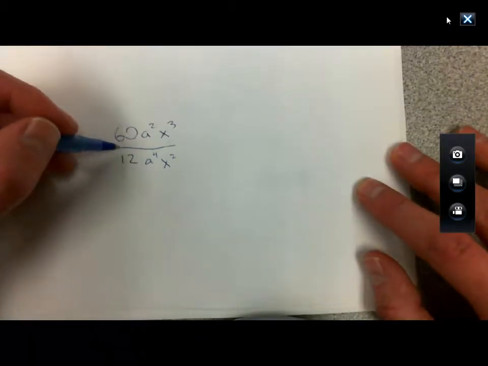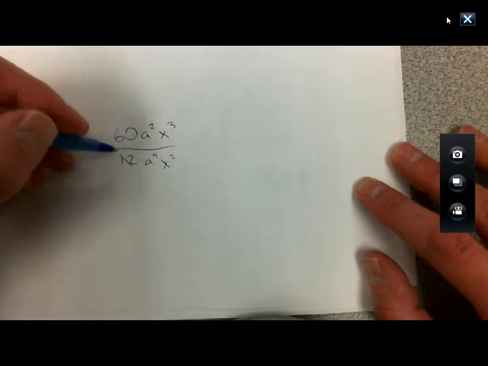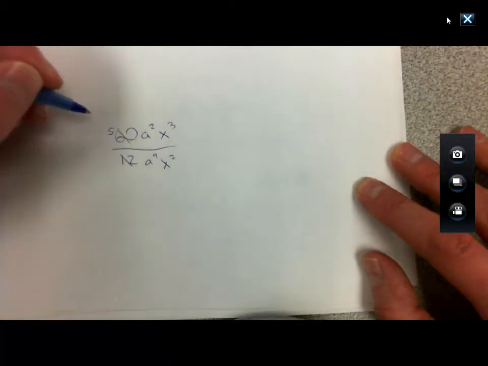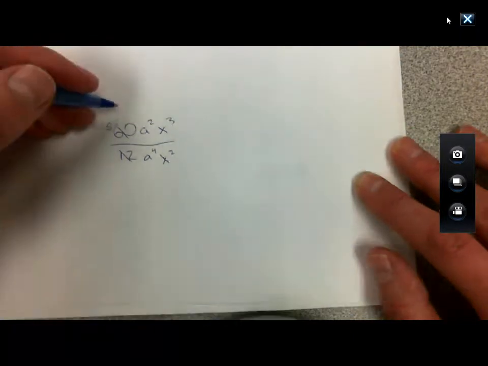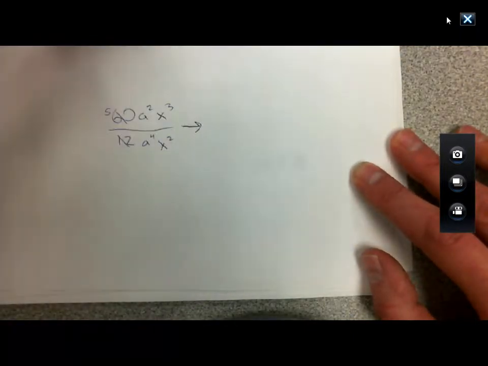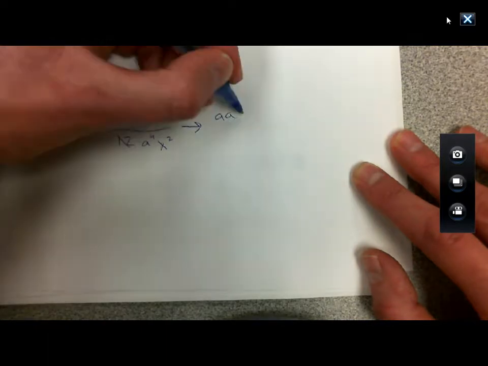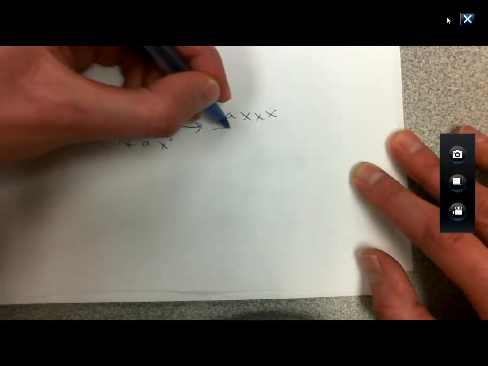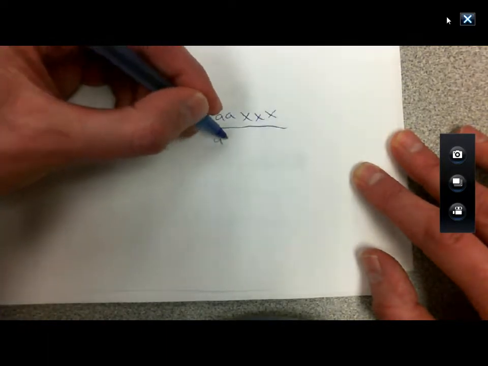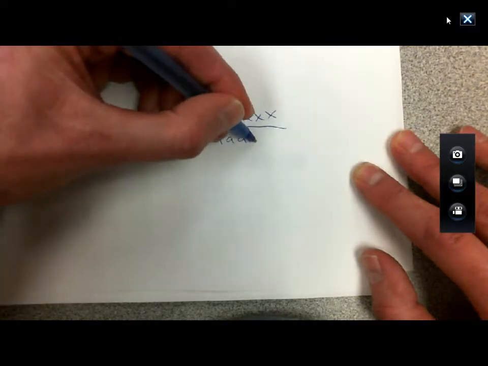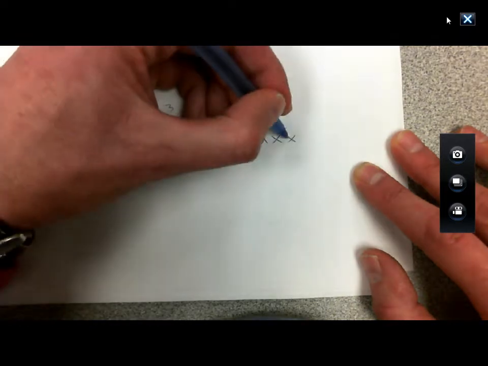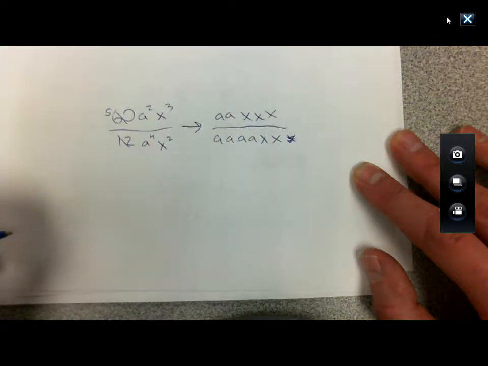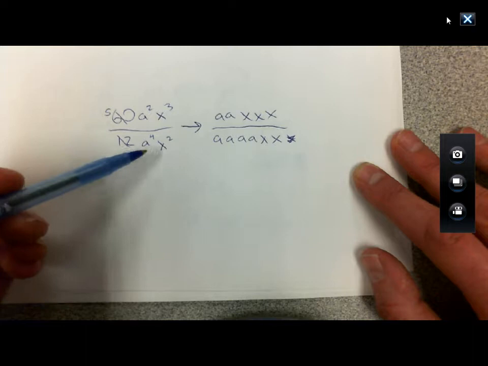Hopefully we can see that 60 and 12, we can divide both of those by 12 and get 5. 12 divided by 12, 60 divided by 12. The a's and the x's, though, I'm going to expand this out. So I'm going to say that's a times a, x times x times x. And we've got 4 a's here, and I've got 2 x's down there. Okay, so I've just expanded these exponents.